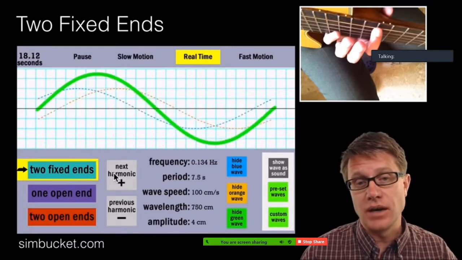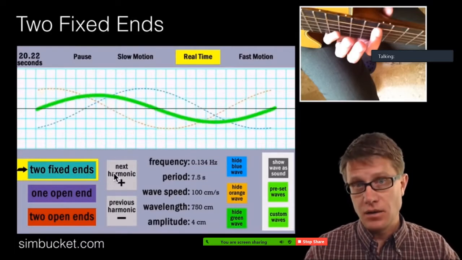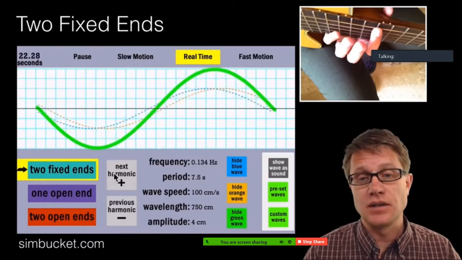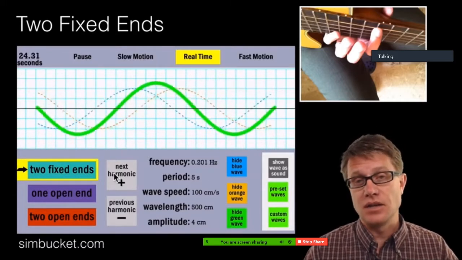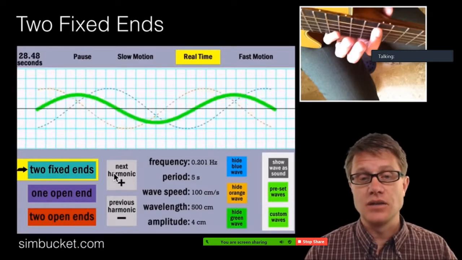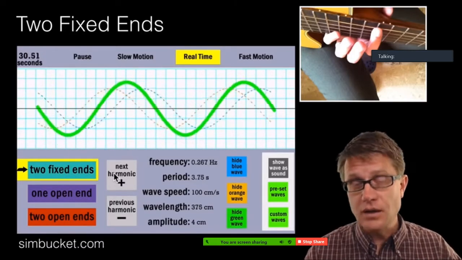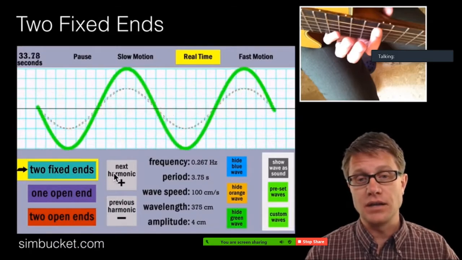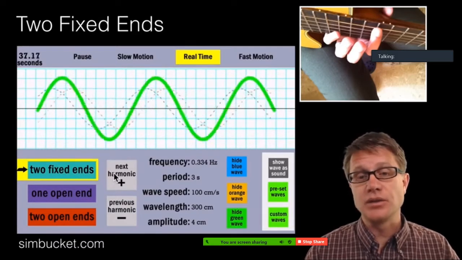What's the standing wave then? The standing wave is going to be that green wave in this simulation. It's that wave that is the addition of the other waves. What's interesting in a guitar is that you don't only have one, what we call harmonic, or one standing wave, but you can have multiple standing waves.